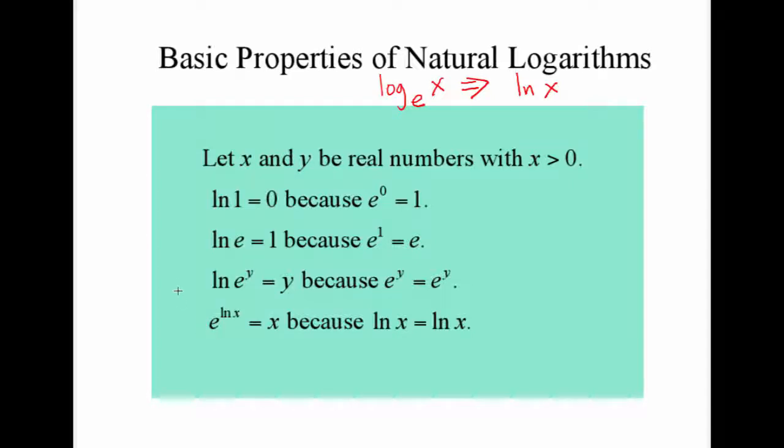So if we let x and y be real numbers with x greater than 0, these properties are going to follow much the same as the common logarithm and then just the general logarithm. So you can take a look at those properties, and again you'll find that those are identical to the logarithms that we looked at before, just a different base.